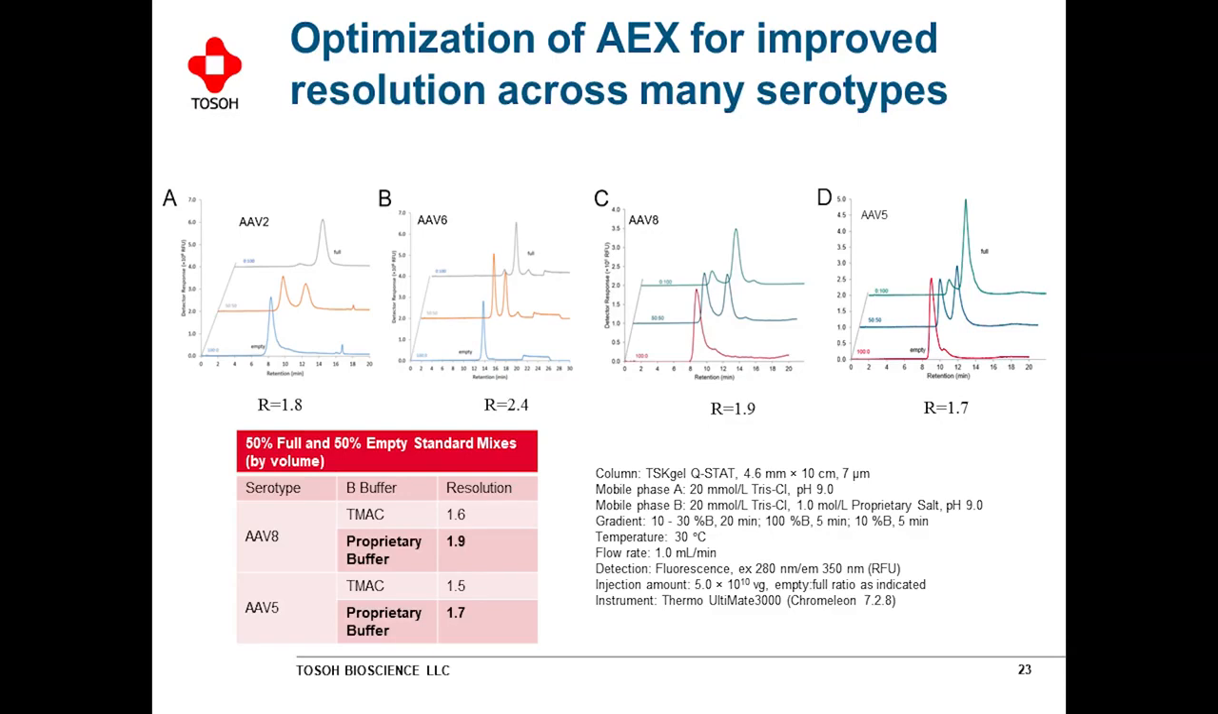Directly comparing our buffer with tetramethyl ammonium chloride buffer, on the bottom left, you can see the little table. We can see for AAV8, the tetramethyl ammonium chloride gives a resolution of 1.6. With ours, it goes up to 1.9. For AAV5, it starts at 1.5 and goes up to 1.7.